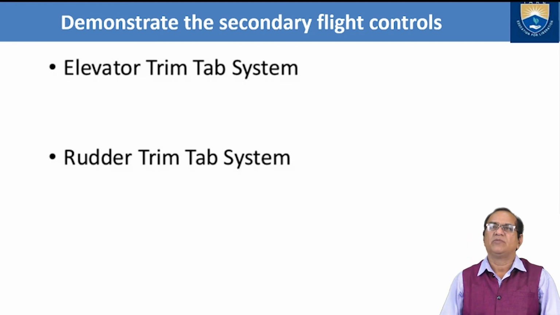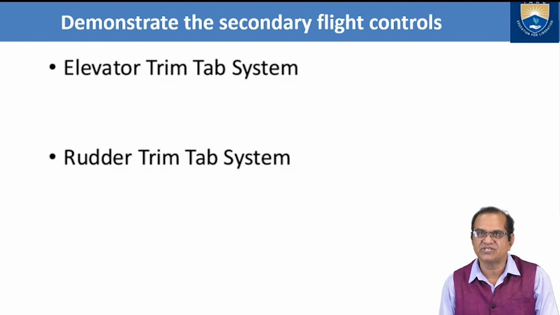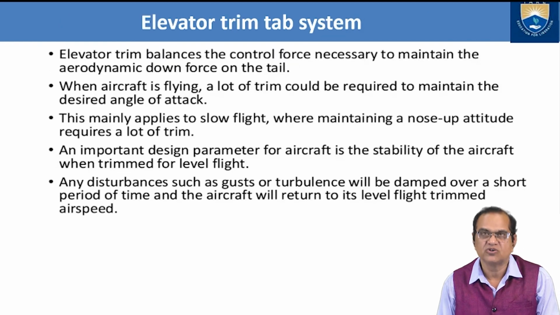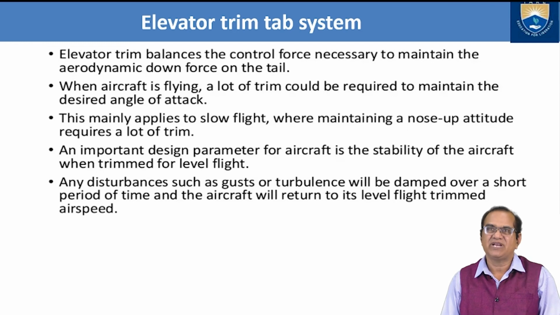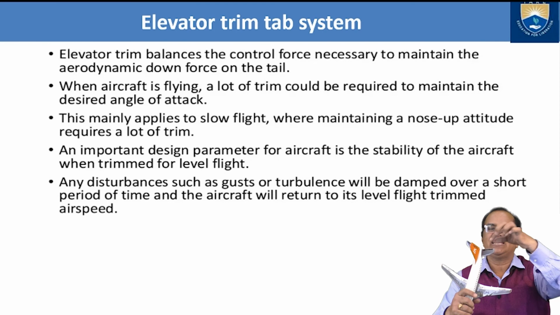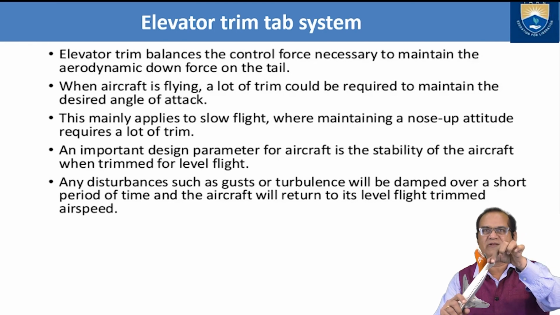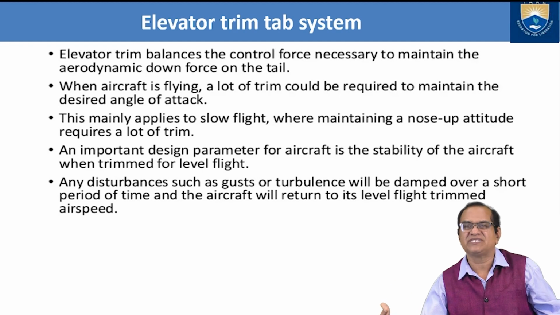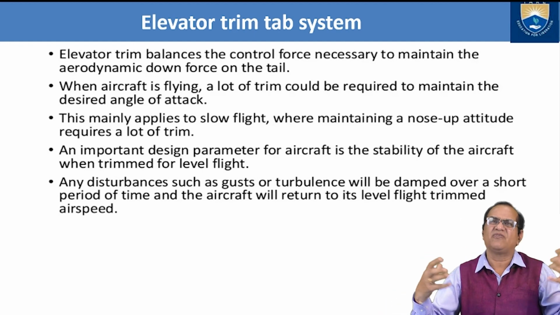Now, let us demonstrate the secondary flight controls. We have the elevator trim tab system and the rudder trim tab system. They are the secondary controls. These trim tabs are fitted on the elevator. You can see here, this is the elevator and a small part is here, and it can balance. It can make the system very easy and free of load.